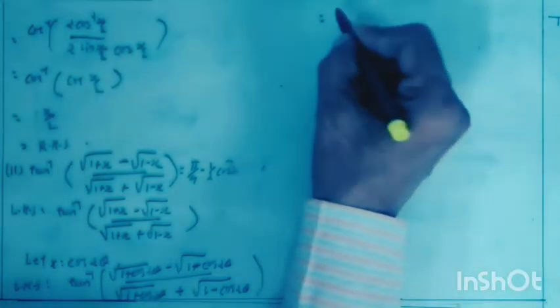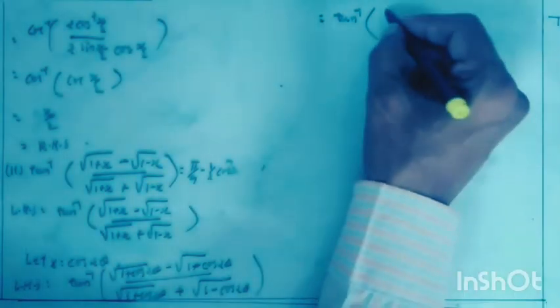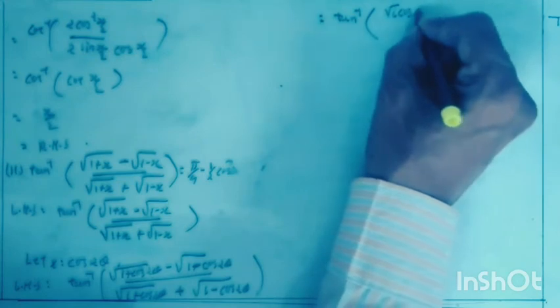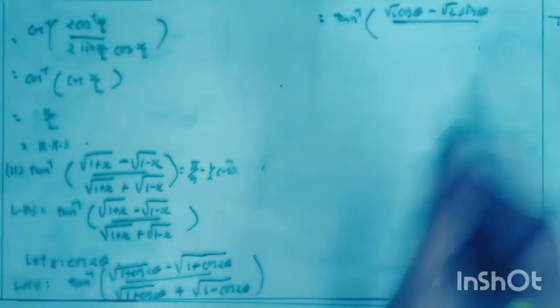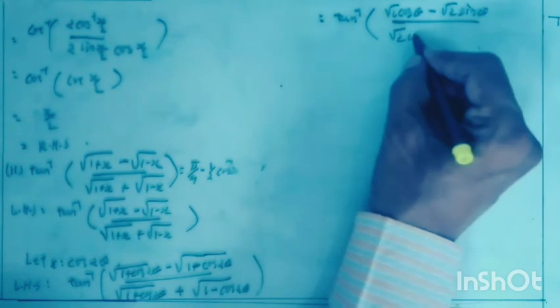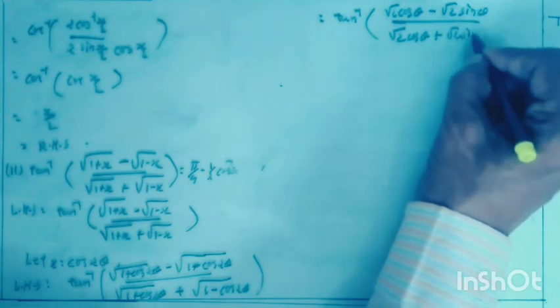Now 1 plus cos 2 theta is equal to 2 cos square theta. So here we get tan inverse of root 2 cos square theta, which is equal to root 2 cos theta. Same, 1 minus cos 2 theta is equal to 2 sin square theta, and the square root of this is equal to root 2 sin theta. Same here, root 2 cos theta plus root 2 sin theta.